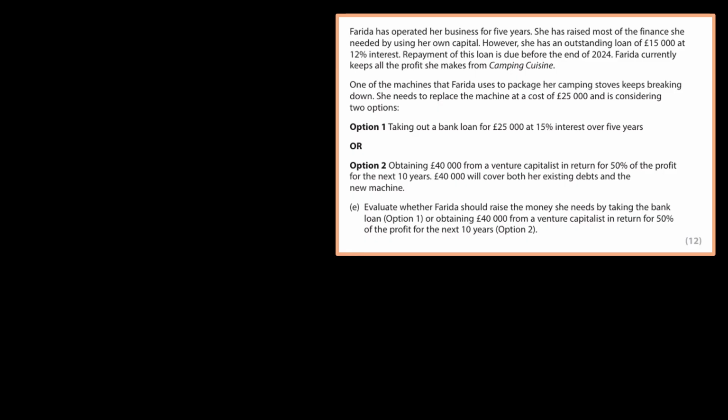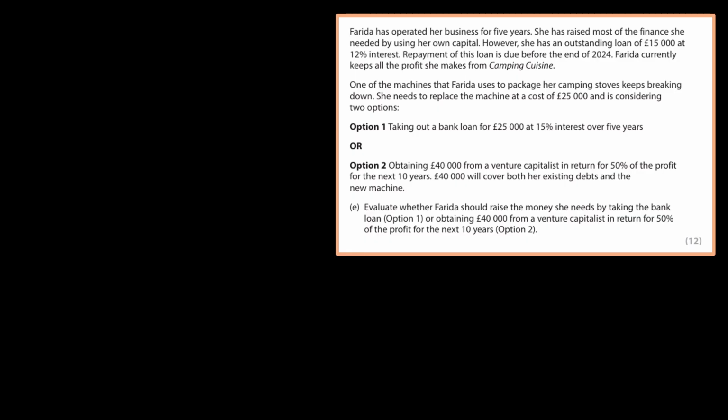The actual question then is evaluate whether Farida should raise the money she needs by taking the bank loan, option 1, or obtaining the £40,000 from venture capitalists in return for 50% of the profit for the next 10 years, option 2. Now this is one of those questions that relates to sources of finance, and of course there's bank loan as a source of finance at quite high interest, I hasten to add, or the venture capitalist idea. That's a bit like Dragon's Den, where somebody gives you some money and they take a share of your profits in return. So what do you think about this question?